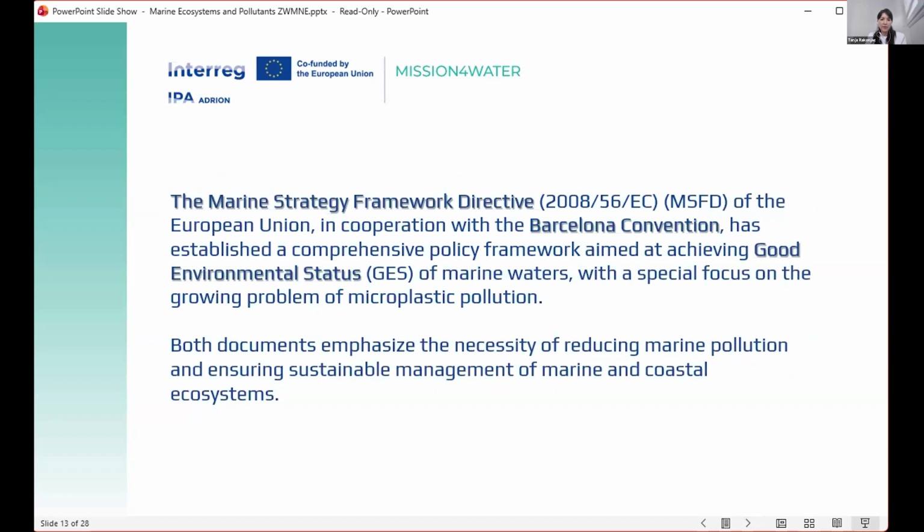I already mentioned the Marine Strategy Framework Directive of the European Union, which in cooperation with the Barcelona Convention has established a comprehensive policy framework aimed at achieving a good environmental status of marine waters, with a special focus on the growing problem of microplastic pollution. Both documents emphasize the necessity of reducing marine pollution and ensuring sustainable management of marine and coastal ecosystems. These two documents identify marine litter, especially microplastic, as a significant threat to marine environmental quality and require member states to implement systematic monitoring of its quantity, quality, and composition. Next slide.